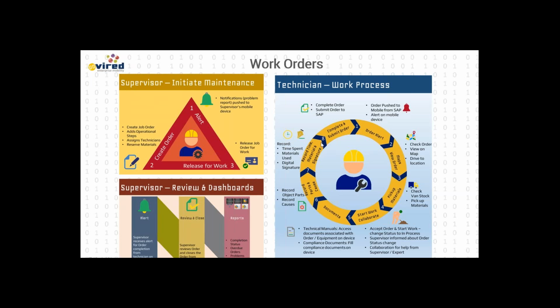And also record the time spent, material used, and capture digital signatures from the supervisor of the plant as a proof point to say that the job was done. And finally, submit the work order to the enterprise system, which will trigger a review process by the supervisor who can review it and close it. So all the operations of work orders can be digitized, can be mobile enabled, all the documents managed in a single location, ensuring that there is no paperwork at all in maintenance.